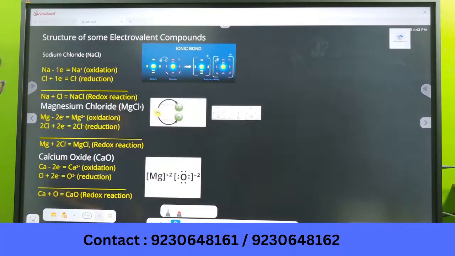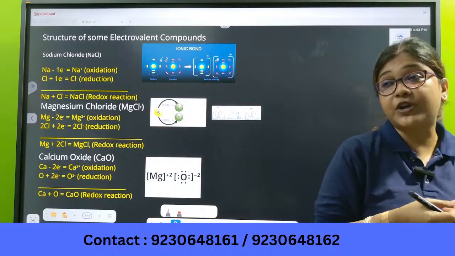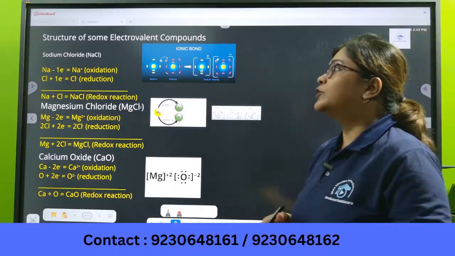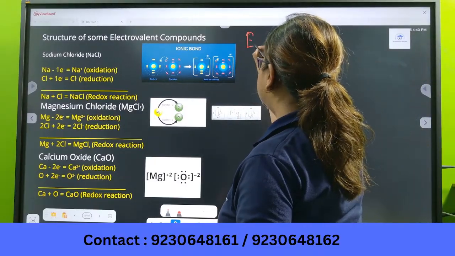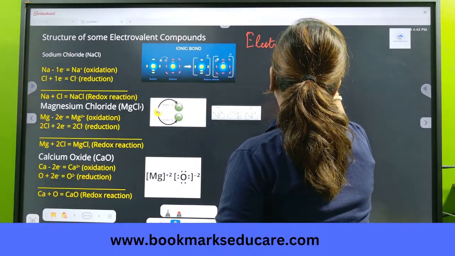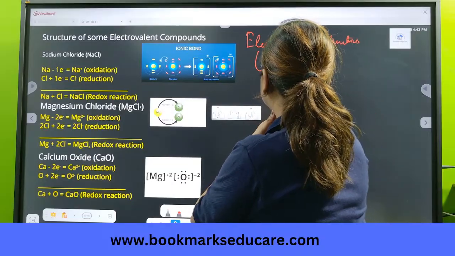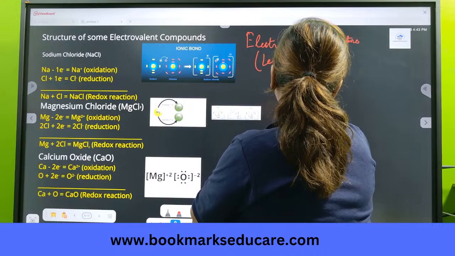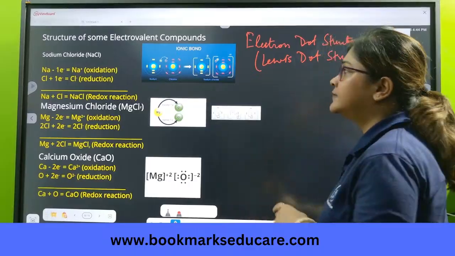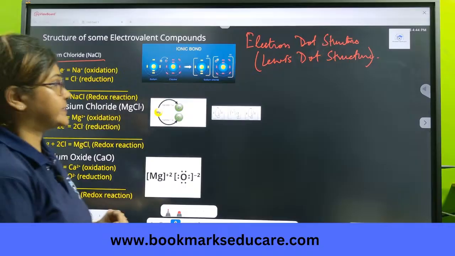Now, moving over to the next slide. Now, you have to come to the structure of some typical electrovalent compounds. This structure is given by the electron dot structure or Lewis dot structure. Okay. Now, the first compound is sodium chloride.